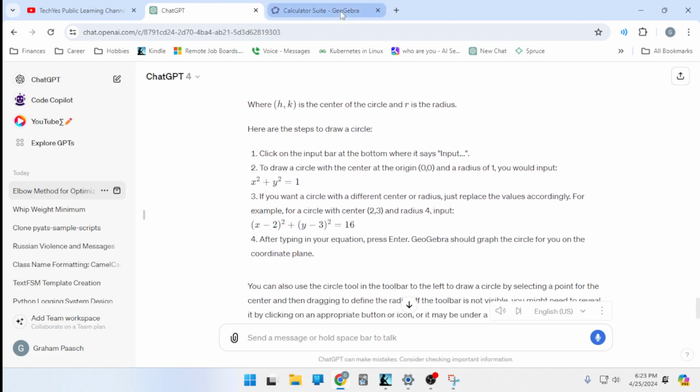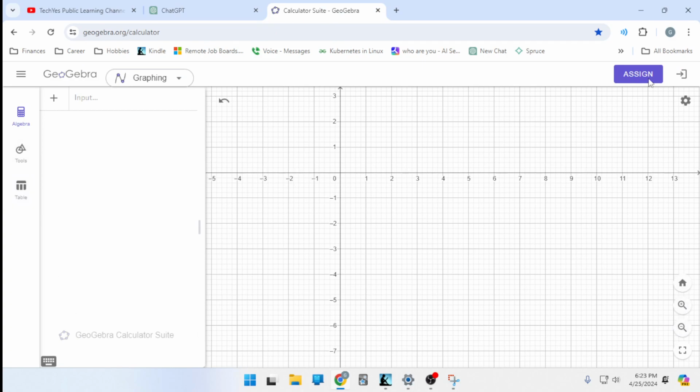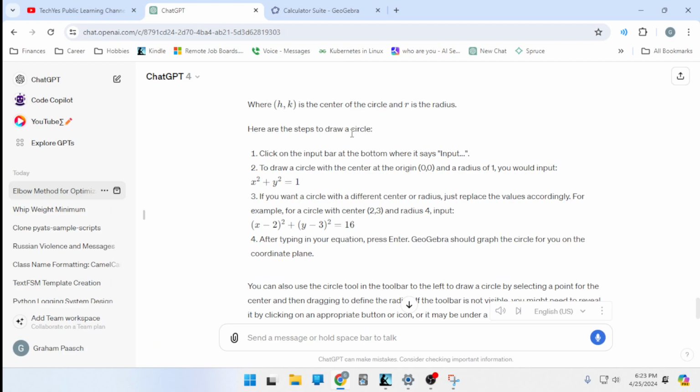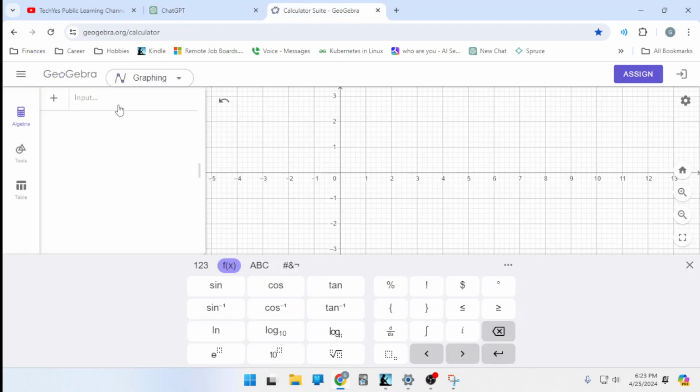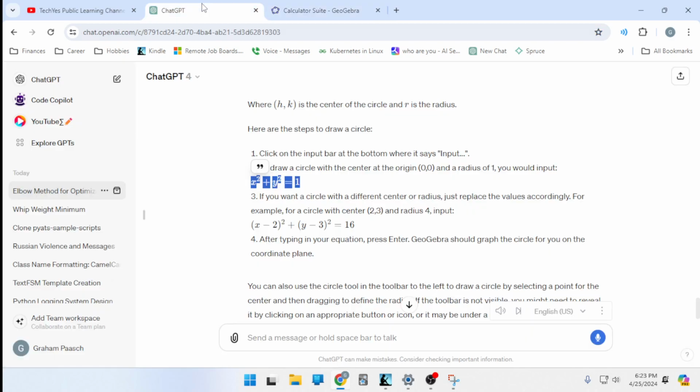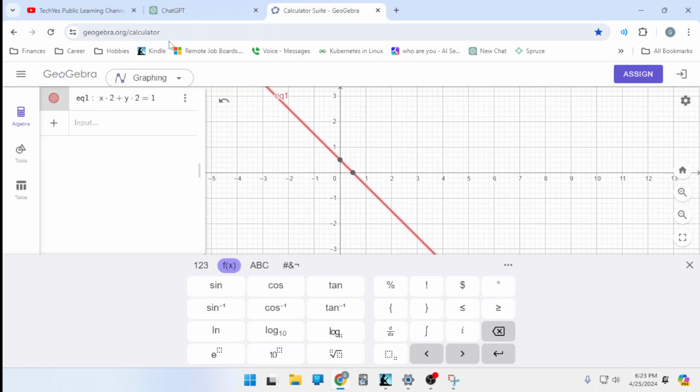So click on the input bar on the bottom where it says input, which I don't see. Oh, here we go. I see it. Draw a circle with center at the origin, radius 1. You would input this. So let's do that. Oh, you know what? The exponents get screwed up. There we go. I was like, that doesn't look like a circle. Have I not been studying math for that long? Forgot what a circle looked like. There we go. Now we've got a unit circle.